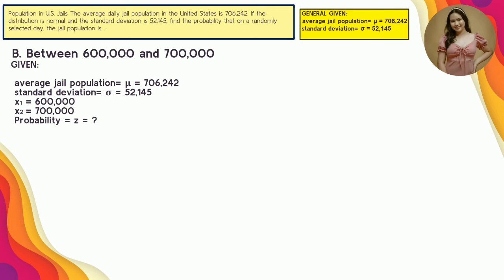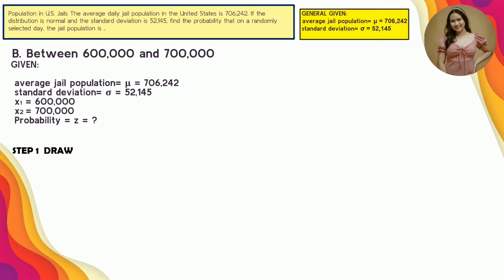We have our given population mean 706,242, our standard deviation 52,145. And for our x value, we have 2. We have x sub 1 and x sub 2. For x sub 1, we have 600,000, and for x sub 2, we have 700,000. And our probability, which is z, is what we are looking for.